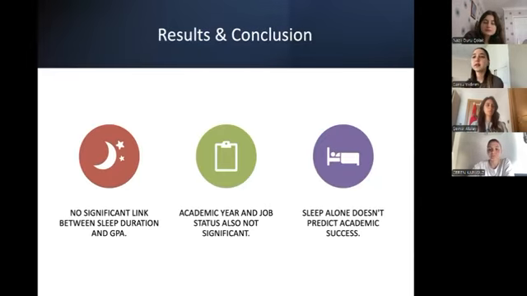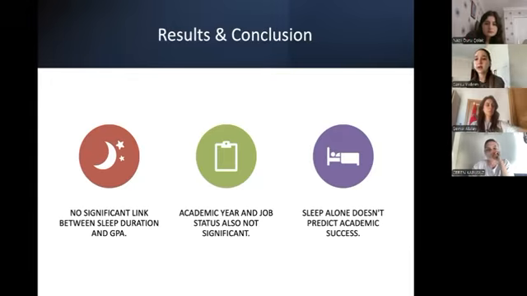Now let's take a look at the results and the conclusion of our study. First, we found that there is no significant link between sleep duration and GPA. This means that how long students sleep doesn't appear to directly affect their academic performance.